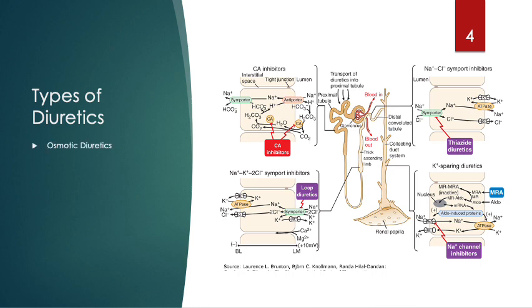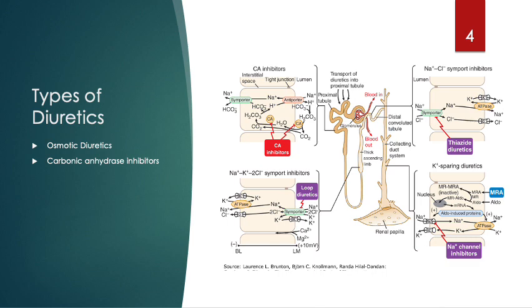So, osmotic diuretics are active mainly in the proximal convoluted tubule. They promote diuresis through increasing the osmolarity inside of the tubule. Then we have carbonic anhydrase inhibitors. Carbonic anhydrase inhibitors, as the name indicates, inhibit the activity of an enzyme called carbonic anhydrase.